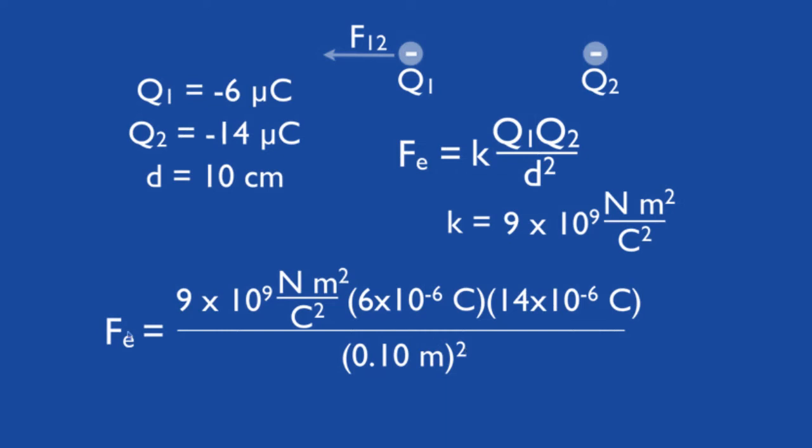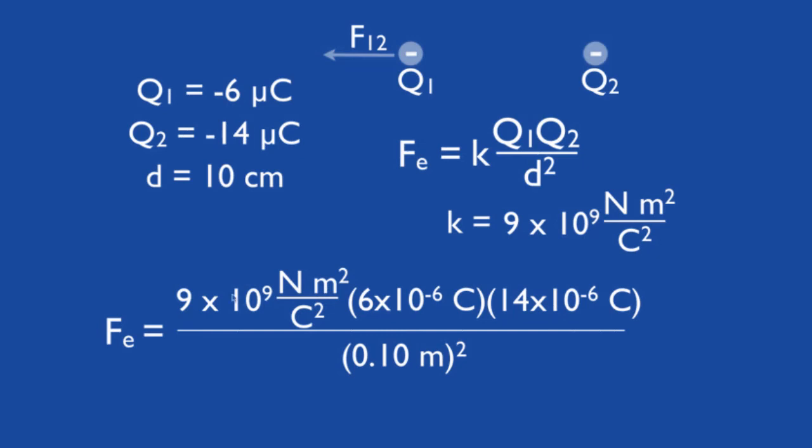Now you will notice we want to calculate a force, but we have newtons, meters, and coulombs all over the place. We want everything to cancel except for the newton. So you see we have coulombs squared here, and the coulomb squared cancels with the coulombs squared of the charges. This meter squared also cancels with the meter squared down here.